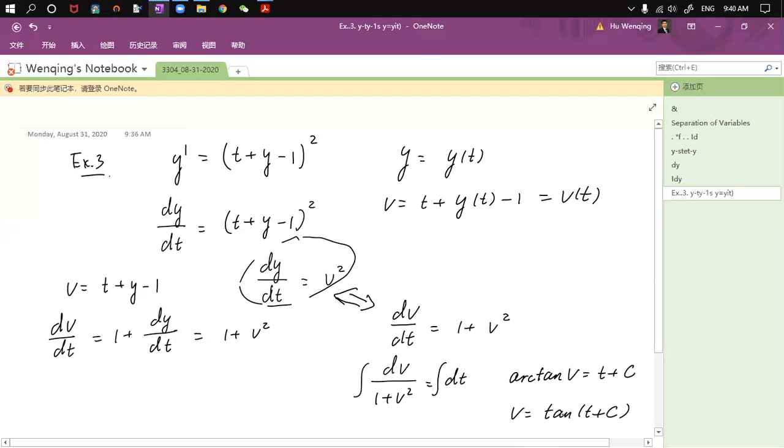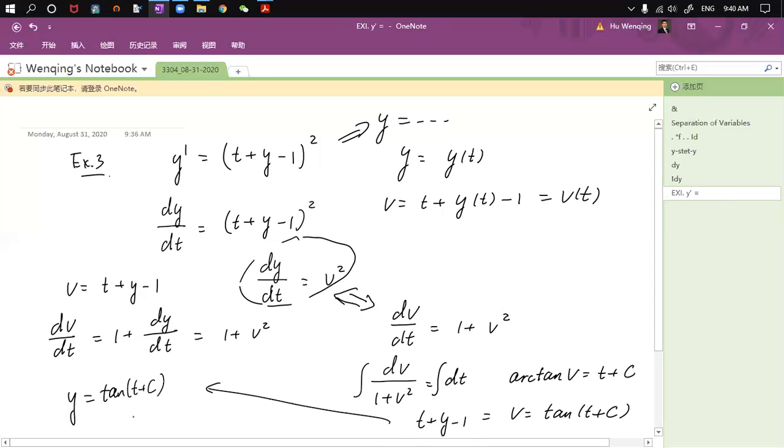Now, is this the end of the story? Well, it's not the end of the story because v is actually not your y. When you want to solve this equation, you want to say y is something. But v is equal to t plus y minus 1, from which you can immediately solve for y. y is just equal to tangent of t plus c, plus 1 minus t. That's it. Because t plus y minus 1 is tangent, y is just this solution. So this is how you solve such a pretty weird problem in one of those exams.